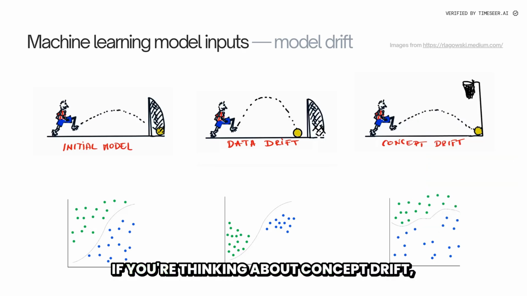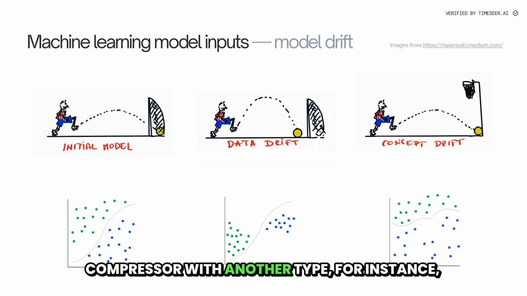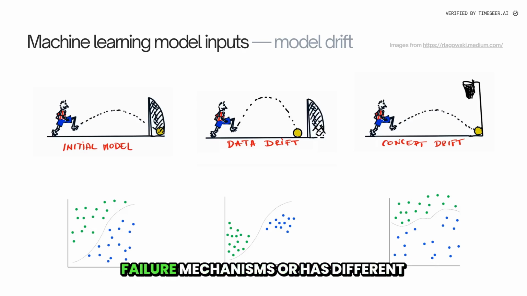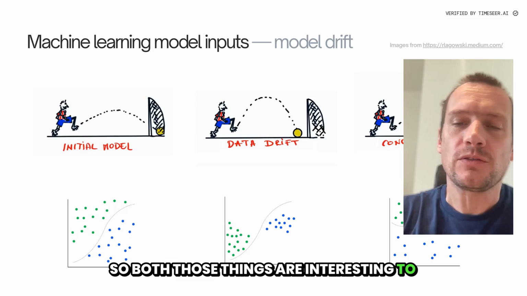If you're thinking about concept drift, that would be when you're replacing the compressor with another type, for instance, and that other compressor has different failure mechanisms or different characteristics. And so the relation between the input, which is the data you're measuring, and the output, which is whether it's failing or not, has fundamentally changed. That's what we call concept drift. So both those things are interesting to pick up.